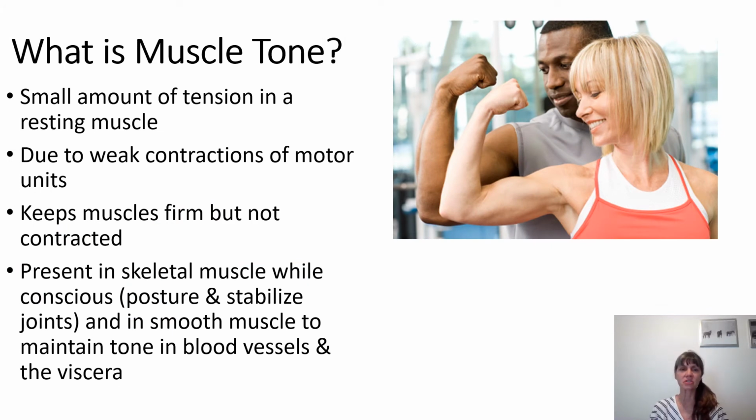Muscle tone occurs because we always have a small amount of tension in resting muscles, and these are due to weak contractions of motor units. This helps keep our muscles firm even though they're not contracted, and is present in skeletal muscle. Most books say that it occurs while people are conscious because we use it for postural stability and joint stability when we're moving around and lifting things. It also includes smooth muscle to maintain the tone in our blood vessels and our organs. So it really actually occurs all the time.